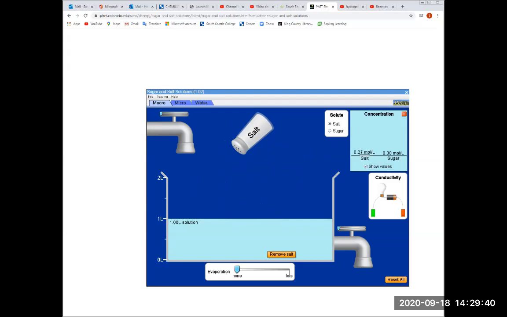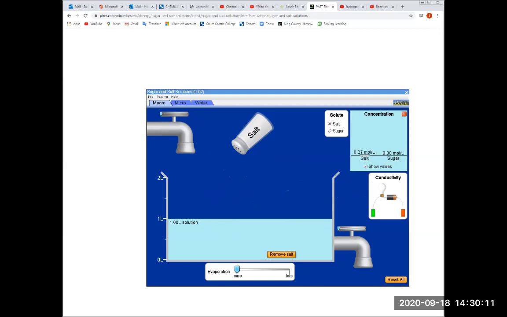And then let's test the conductivity of the solution. So I'm going to take the conductivity tool here, and if you dip the 2 electrodes, you see that the bulb is lit. So that means the solution is able to conduct the electricity from one electrode to the other. So that means the salt water is able to conduct electricity.